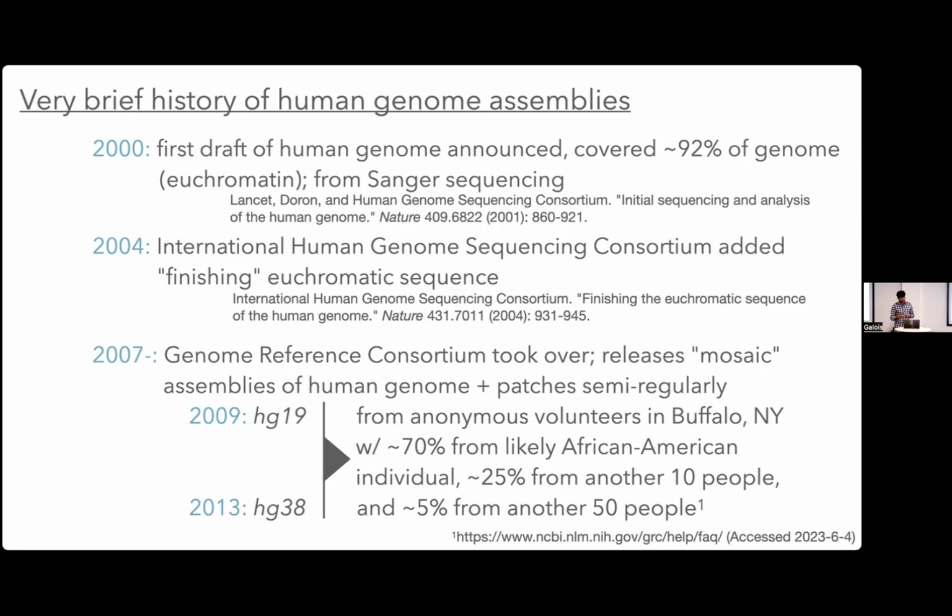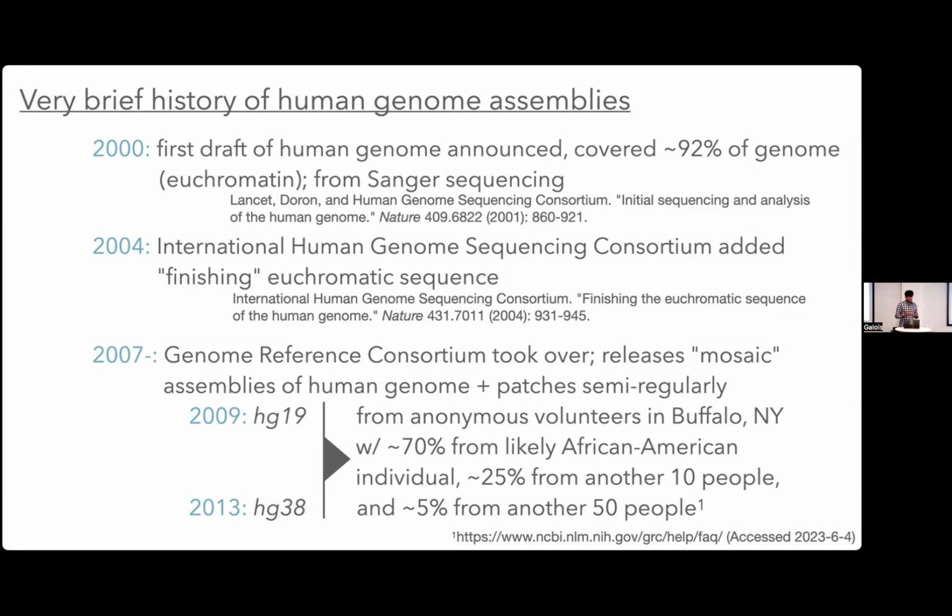In 2004, that same consortium released a finished euchromatic sequence, and shortly after kind of passed the torch to the Genome Reference Consortium, which now regularly releases, semi-regularly releases, mosaic assemblies of the human genome and patches that correct regions that have been gotten wrong. Now, what's interesting about these assemblies is they are mosaics, they are from multiple individuals. Those individuals are anonymous volunteers from Buffalo, New York. Just kind of random. It could have been anywhere, it could have been Bombay or Bamako, but it was Buffalo.